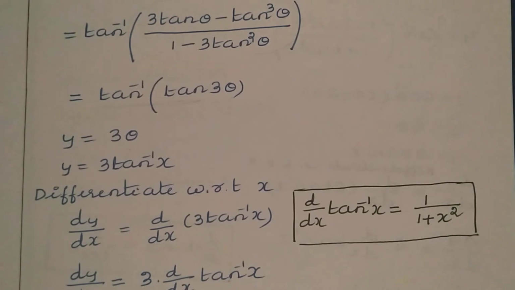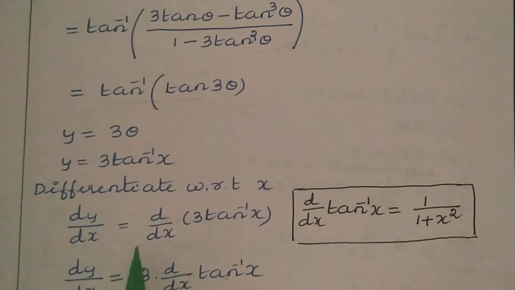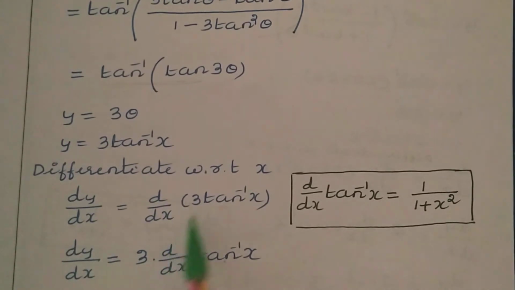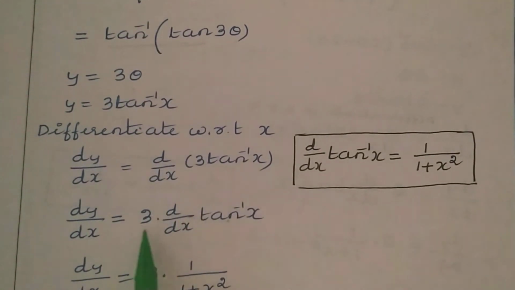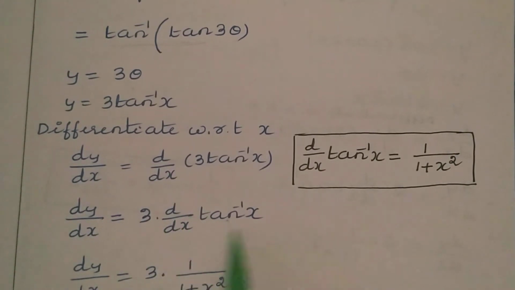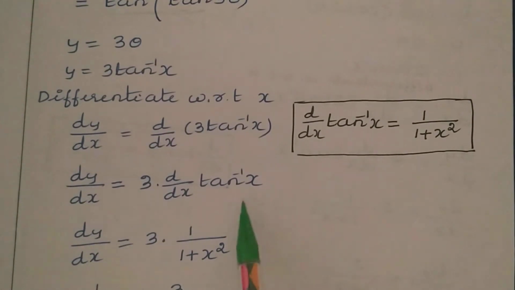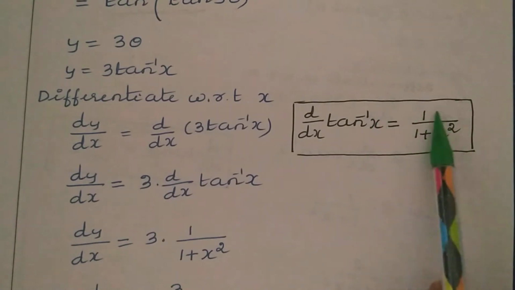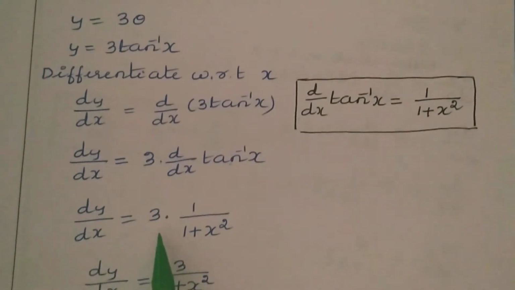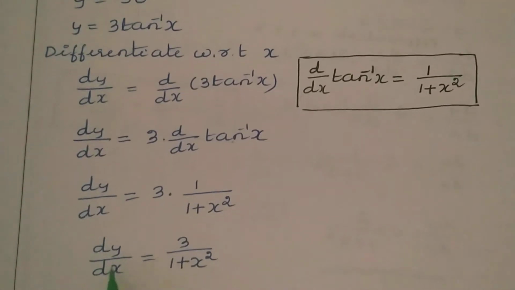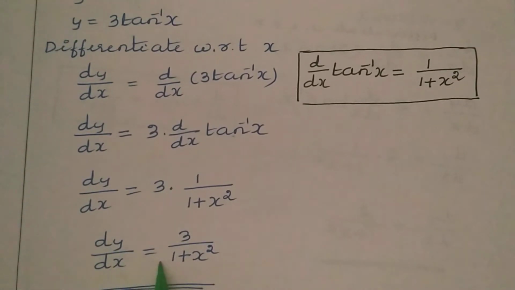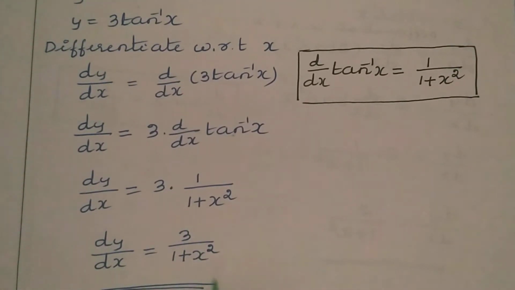Now you differentiate this given problem with respect to x. So we have dy by dx is equal to d by dx of 3 tan inverse x. 3 is a constant, take that out. So we have d by dx of tan inverse x. Derivative of tan inverse x is 1 by 1 plus x square. So we get here 3 into 1 by 1 plus x square, or dy by dx is equal to 3 divided by 1 plus x square.